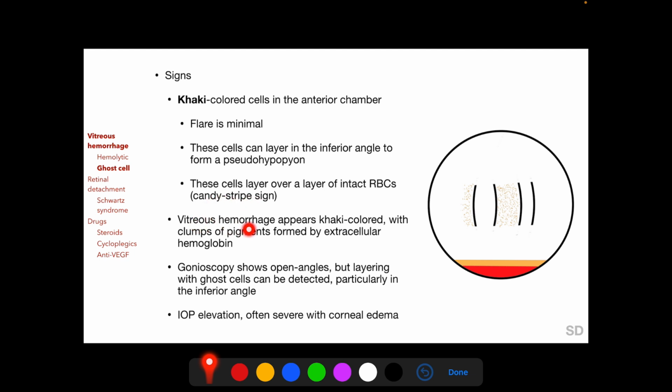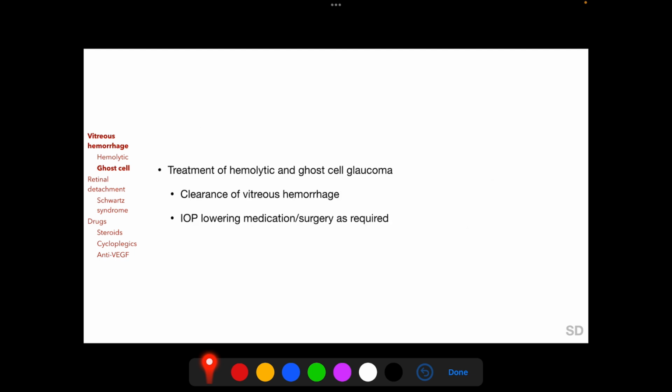The vitreous hemorrhage behind the crystalline lens also appears khaki colored with clumps of pigments which are formed by extracellular hemoglobin. Gonioscopy shows open angles, but layering of the angle with ghost cells can be detected, particularly in the inferior angle. The IOP will be found to be elevated, and this IOP elevation is often severe with corneal edema. Treatment of hemolytic and ghost cell glaucoma include clearance of the vitreous hemorrhage with vitrectomy and reduction of the IOP by medications and surgery as required.